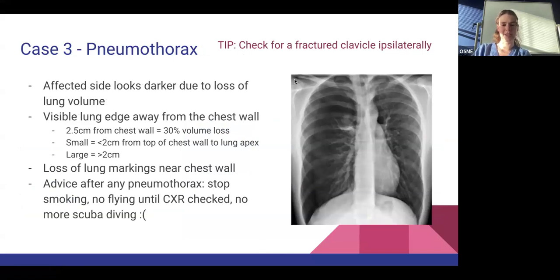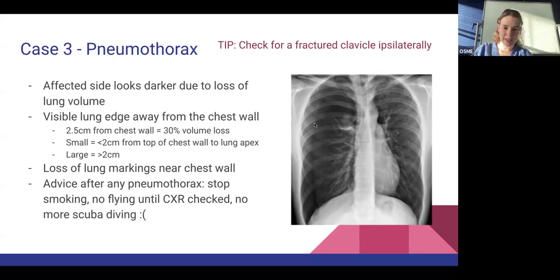Cool. So case 3 is a pneumothorax. And I don't know if you can see, but I also think that this patient probably has some other things going on because I can see a whole lot of ribs here. Tip, as I said before, check for a fractured clavicle ipsilaterally, or check for something in the chest wall or just anything that might have caused it. They're often spontaneous, but probably good not to miss the thing that has caused a hole in the lung if there is one. So the affected side will look darker because of the loss of lung volume.